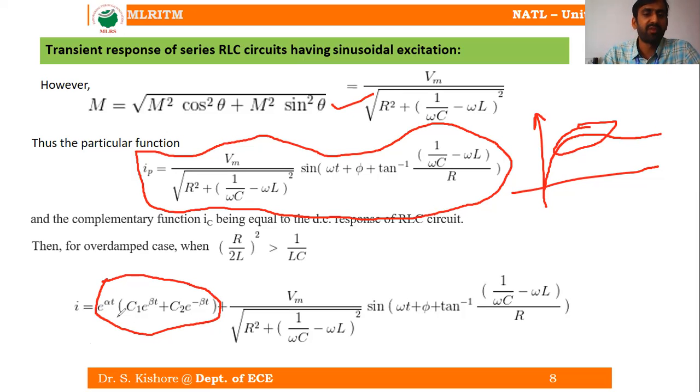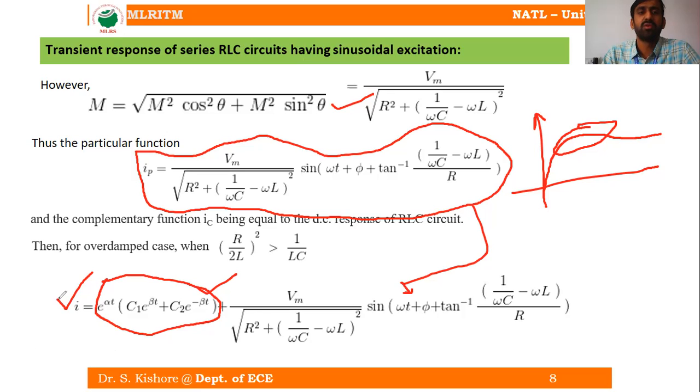So we know that e power alpha t into C1 e power beta t plus C2 e power minus beta t. This equation we already derived in the previous lecture. So this is your complementary function of your second order RLC circuit. For the second order RLC circuit, we are going to have the complementary function plus the particular function. This particular function I am substituting over here. Substituting this, we come across this equation. The particular function plus complementary function gives your total transient current expression, so IC plus IP.